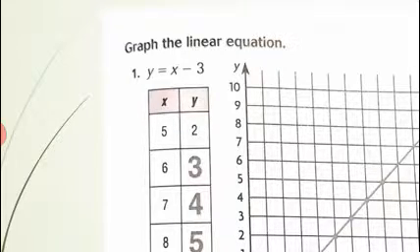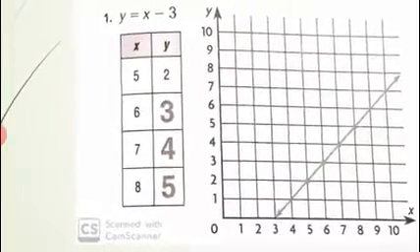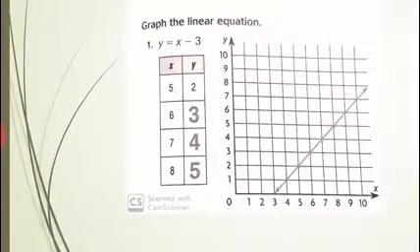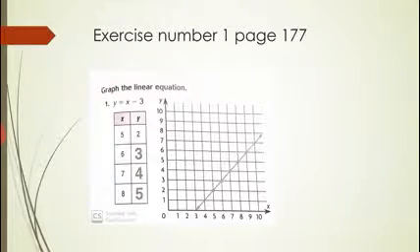If x is equal 7, we put in the place of x 7. 7 minus 3 is equal 4, so y equal 4. For x equal 8, 8 minus 3 is 5. So y is equal 5. Then we put these 4 points on our plane and we link them. And so it makes a line, a straight line. So this is a linear equation. This is the first exercise, page 177 of your book.